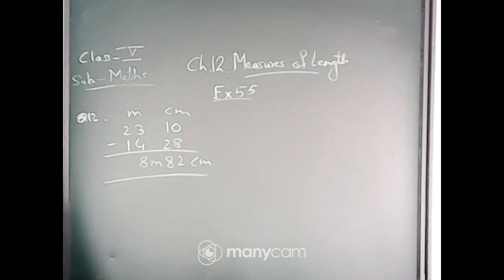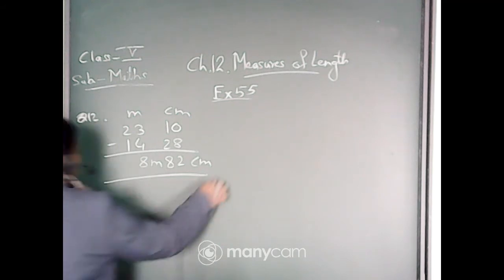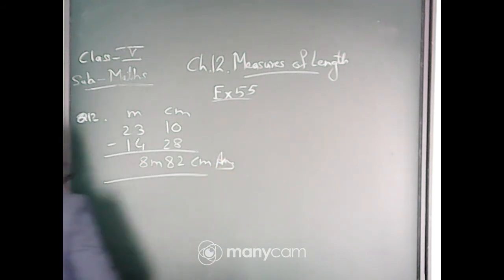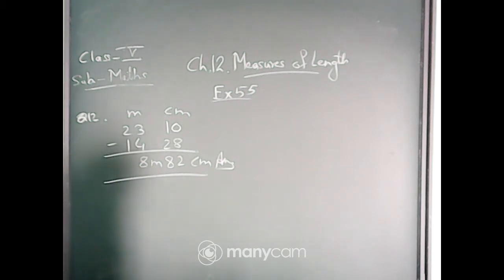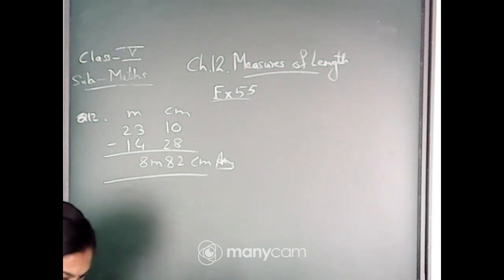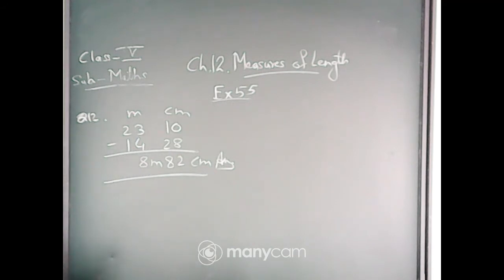8 meter and 82 centimeter is the answer for number 12. When you subtract, you will get it. Okay. Now after this we have word problems, and one question I have left for you to do as homework for subtraction. Okay. Now let us do the word problems.